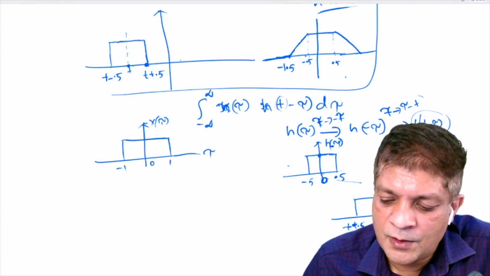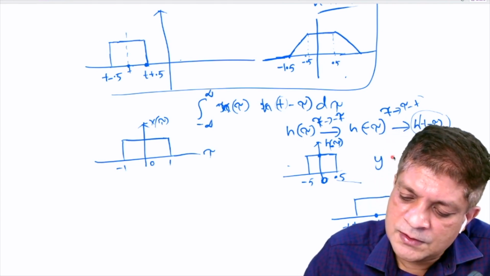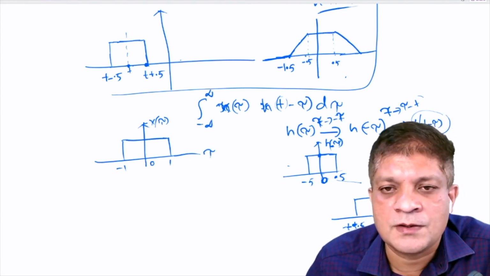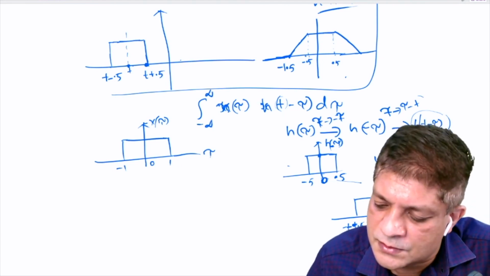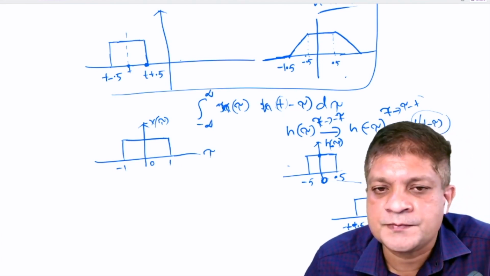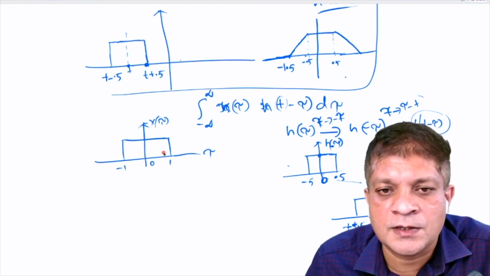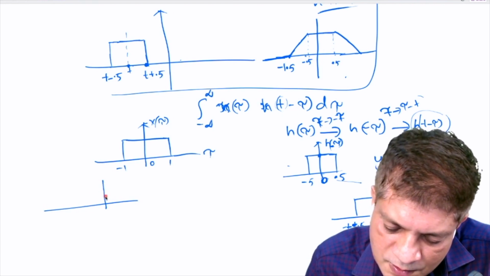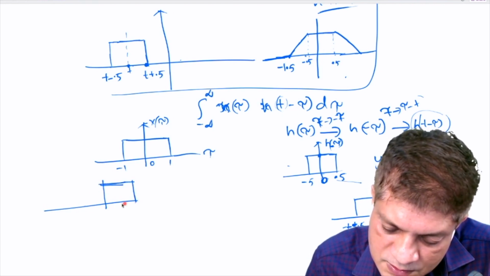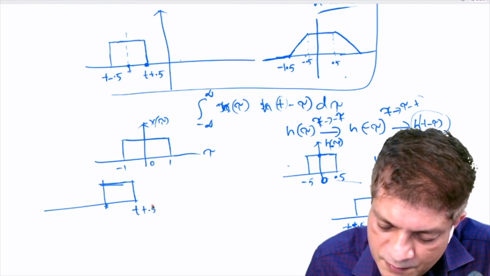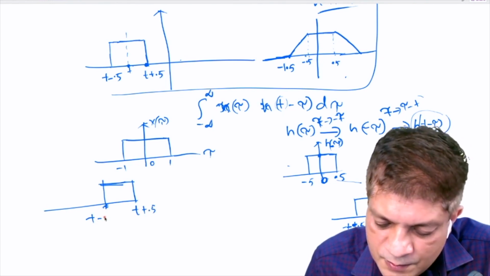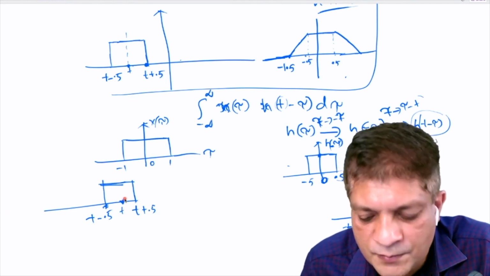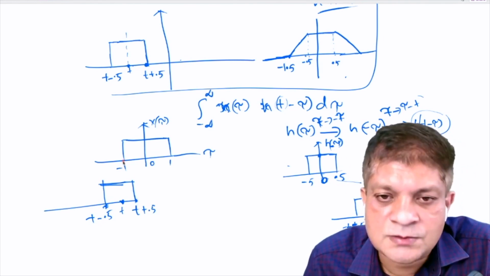Okay. Now what is the procedure? If you want to find the output at some time t, move this t to that time. For example, if you want to find y(t naught), move this t to t naught. Multiply these two signals, find the area. So let us start from minus infinity. I'm not drawing the y-axis. This point is t plus 0.5 and t minus 0.5. This is t.